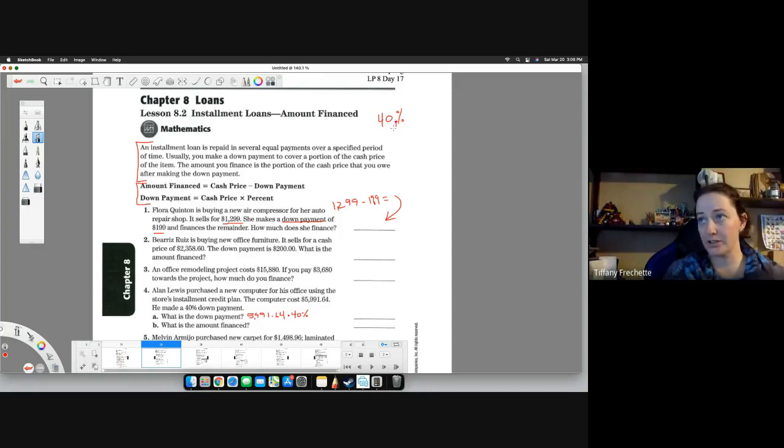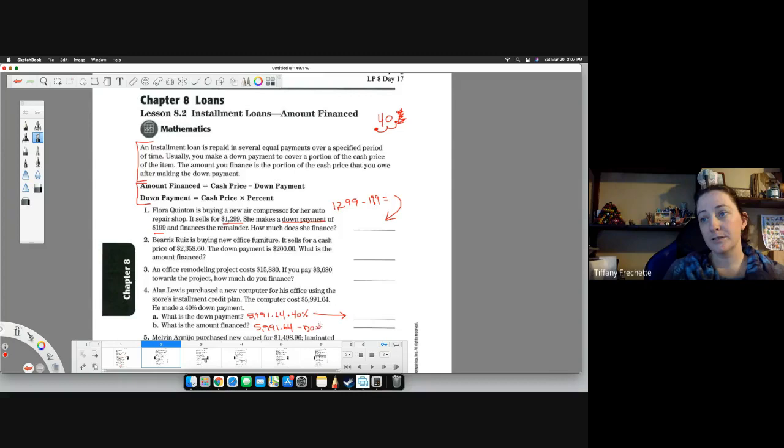But you can always just take the decimal and move it 2 times. So instead of 40%, you have 0.40. That's the decimal you would type in. All right, so multiplying these two numbers will tell you what the down payment is. And then once you know what the down payment is, you simply subtract that.